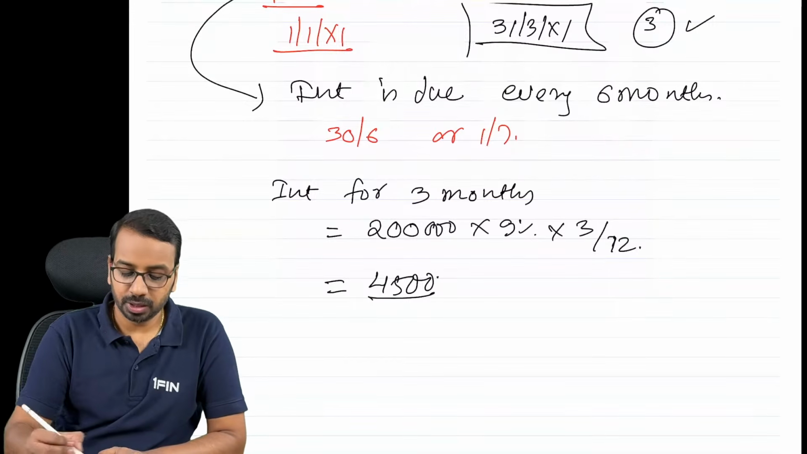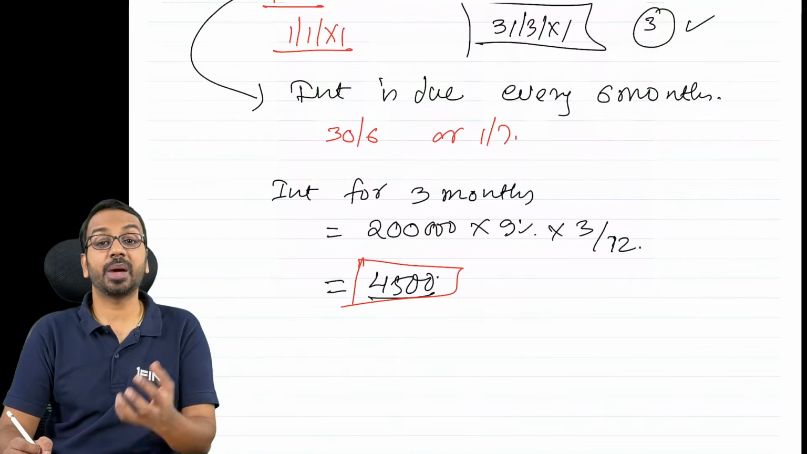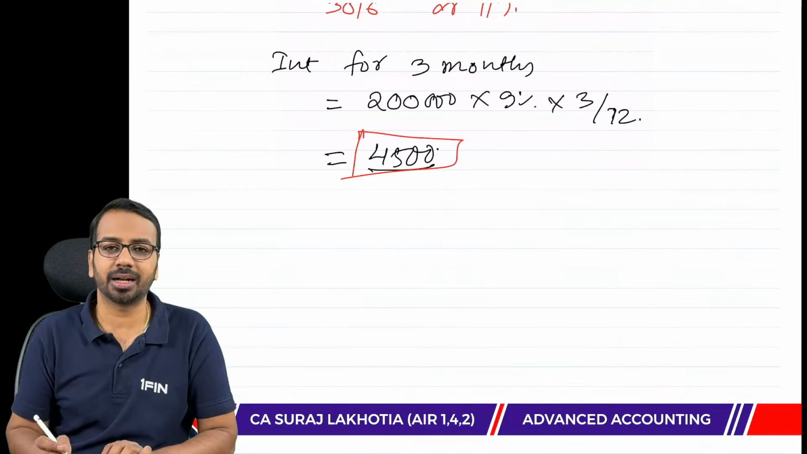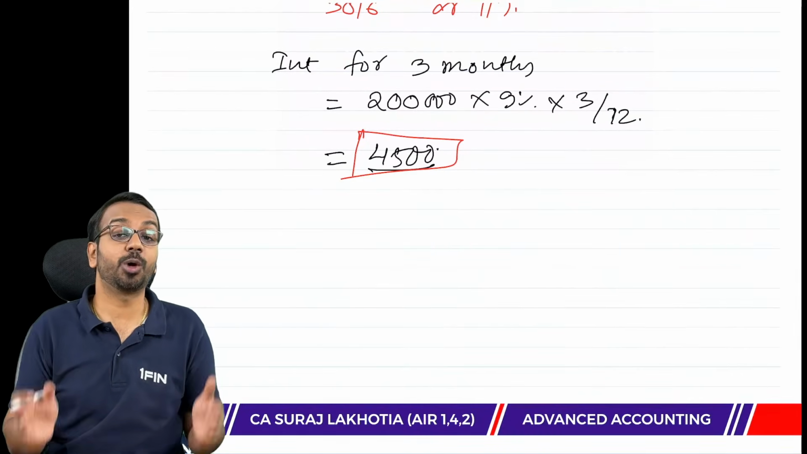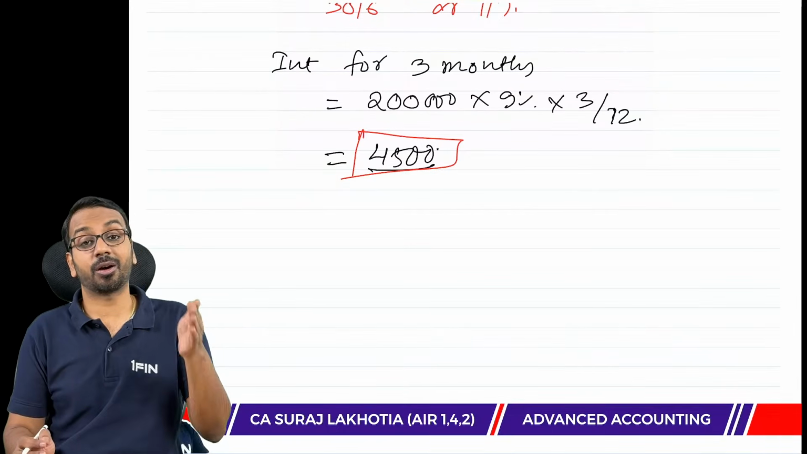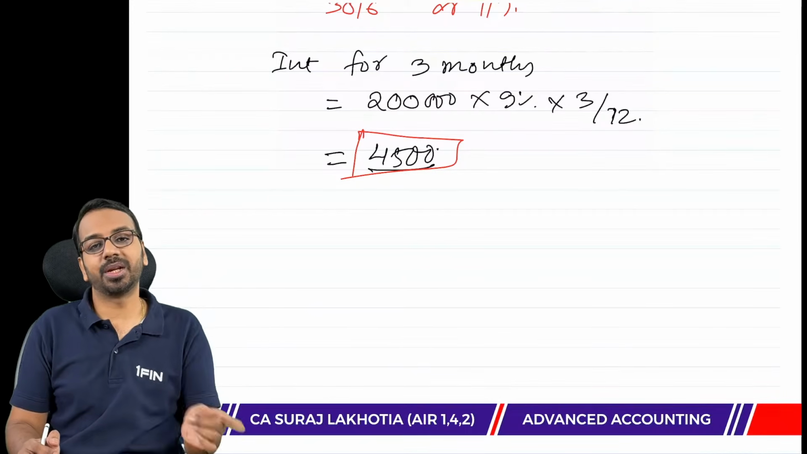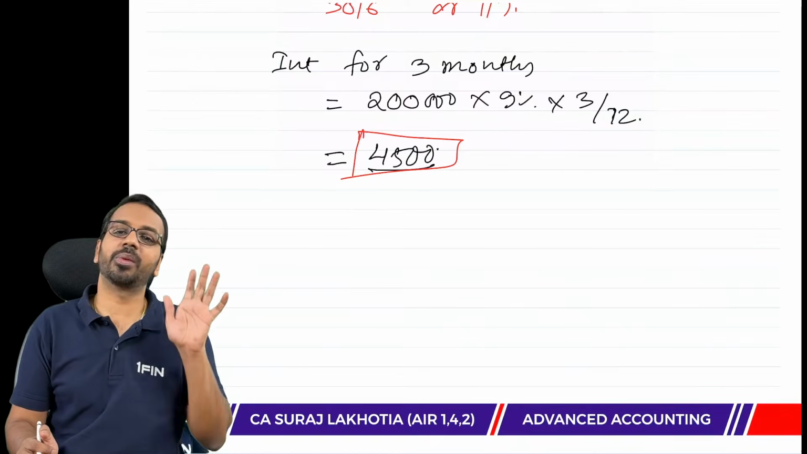4,500. Now, this 4,500 is my interest accrued but not due. Should I record it as an income? Yes. We follow accrual basis of accounting. And in fact, Accounting Standard 1 also requires us to follow accrual basis of accounting. Companies Act also requires us to follow accrual basis of accounting.